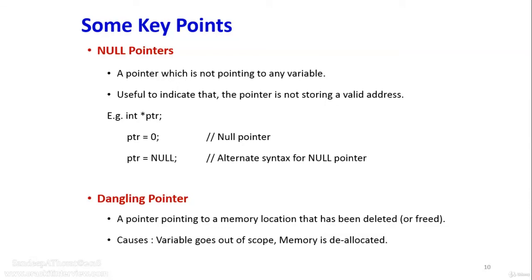A dangling pointer is a pointer pointing to a memory location that has been deleted or freed. The causes behind a dangling pointer are that the variable goes out of scope or the memory for that variable is deallocated.